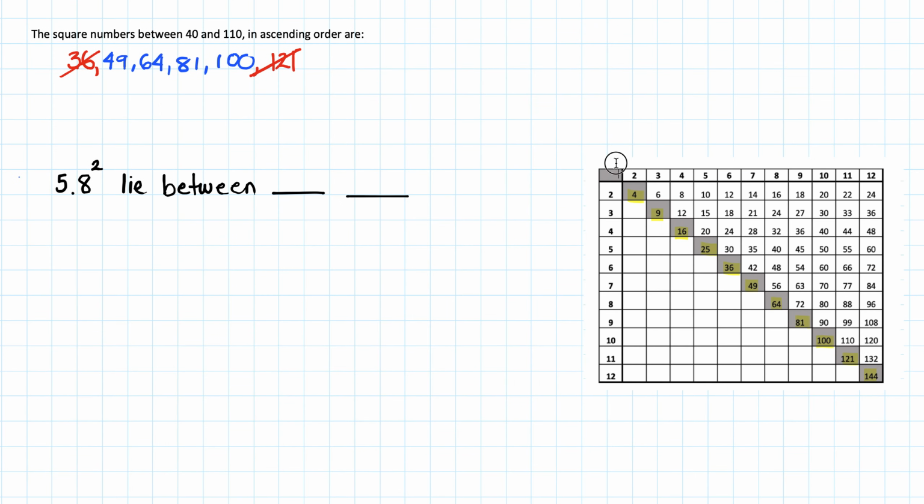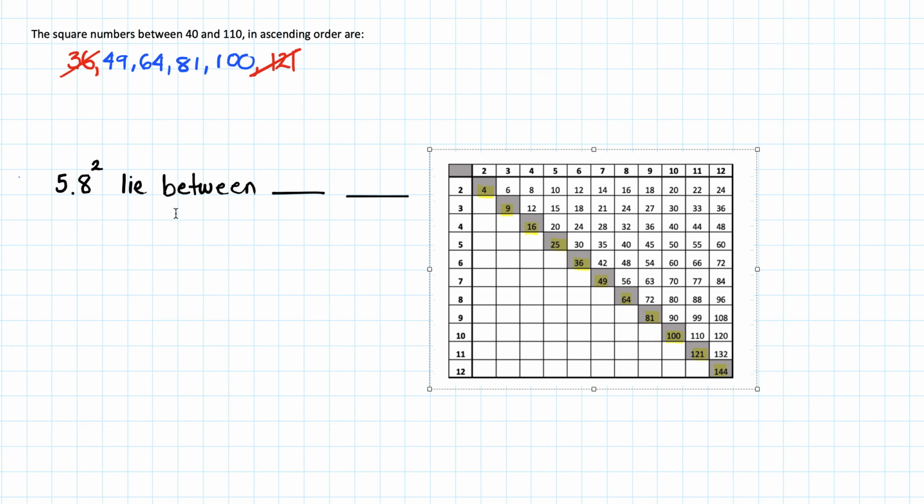Fantastic. So I know that 5.8 is between which numbers? So I know that it is between 5 and 6. Do you agree? We know that. So what I'm going to look at, these numbers are between 5 squared and 6 squared. What is 5 squared? 5 squared is 25. And 6 squared is 36. Because I know that 5.8 is between 5 and 6, 5.8 squared is going to be between 25 and 36.